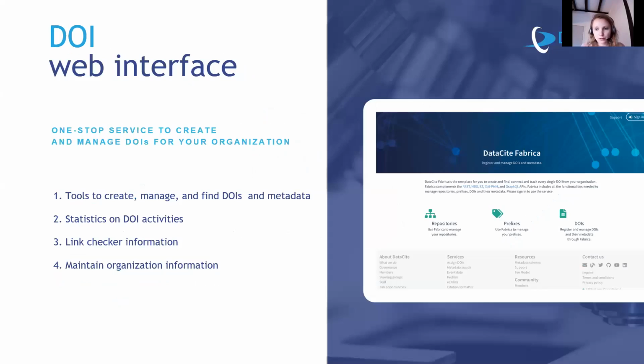And so here you see what our interface looks like. It's called DOI Fabrica. And so here you can create, manage, and find DOIs. There's information about your DOIs. We check links to ensure that DOIs continue to resolve over time, because that's, of course, an important part of having a persistent identifier, that it does resolve over time. And this is also where organization information is maintained.